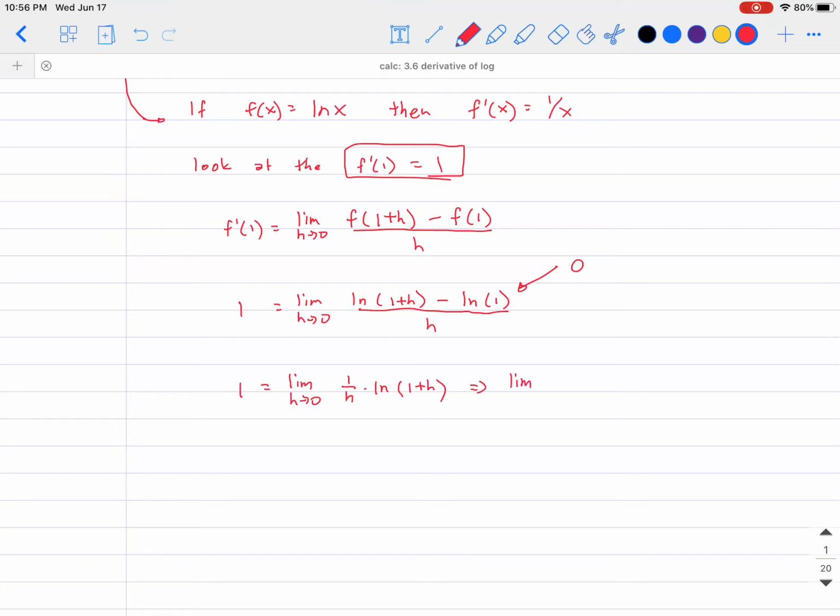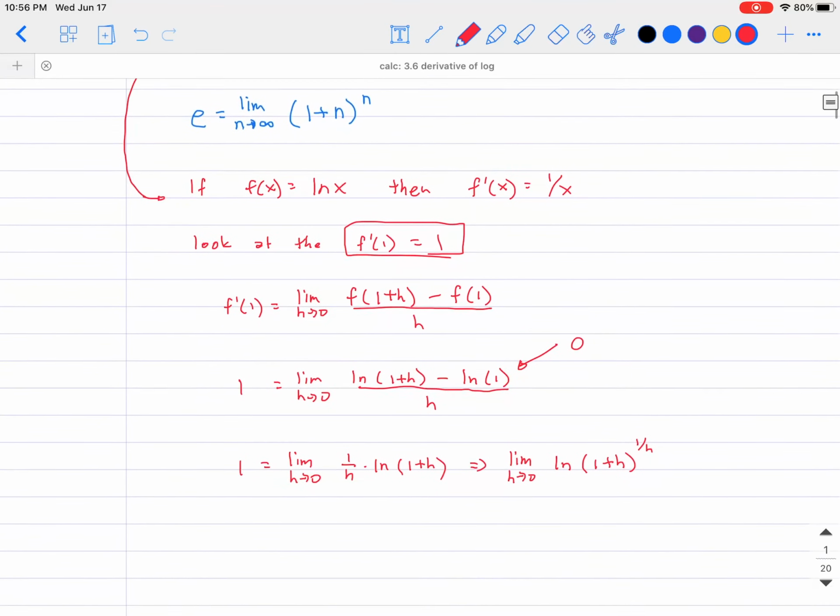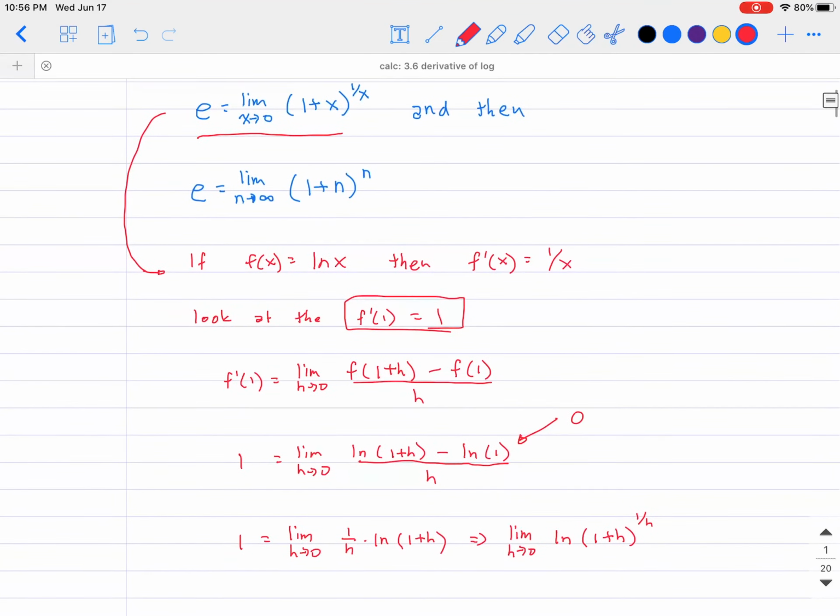This is going to now say the limit as h approaches 0. And we're going to bring that inside, sorry, not as a multiplier, but as an exponent. So the limit as h approaches 0 of ln of 1 plus h raised to the power of 1 over h. Okay. So hopefully you guys are following me so far.